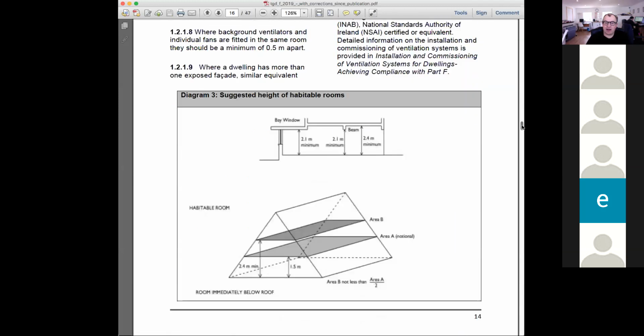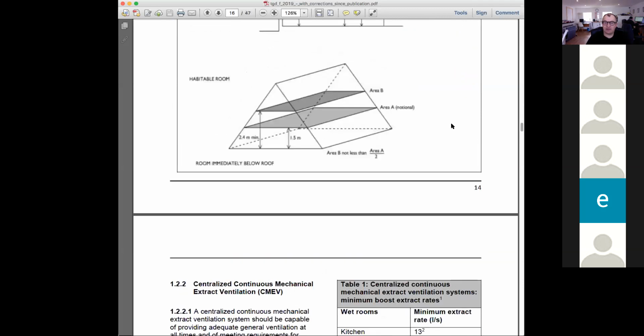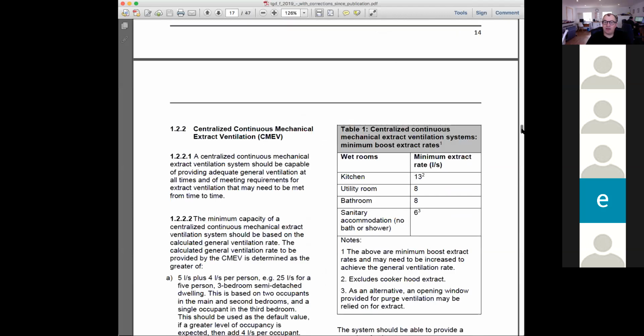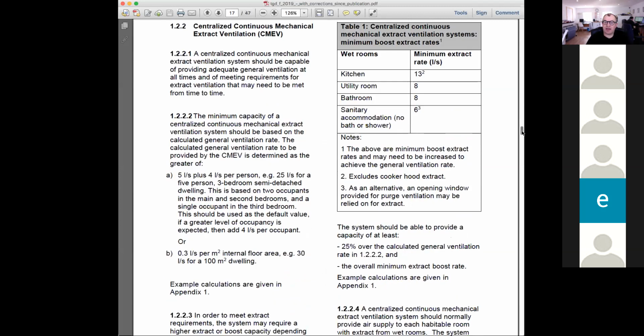It's giving you heights of rooms. This is where that minimum height comes from. It's the ventilation Part F, that the minimum height of a habitable room is 2.4 meters. That's where that comes from, is Part F of the regulations. There's also an area calculation if you're doing rooms in attics, or in the roof space. We're going to be looking at this in more detail as we go. How much ventilation is required, minimum boosting for kitchens and utility rooms.